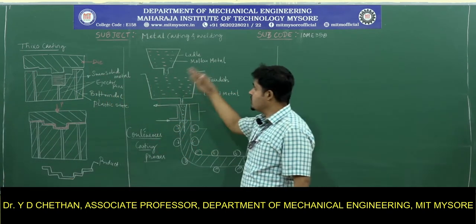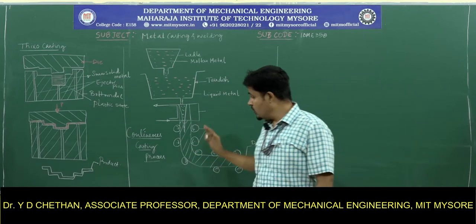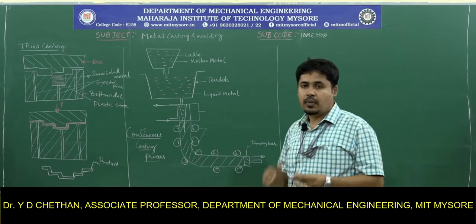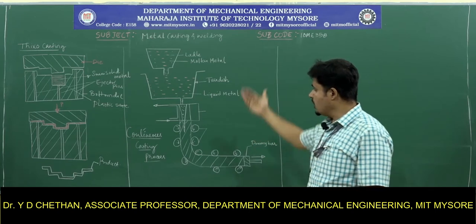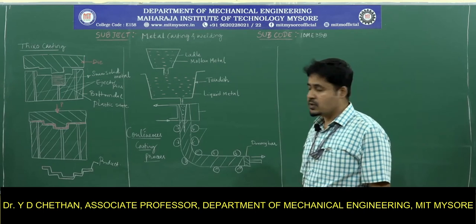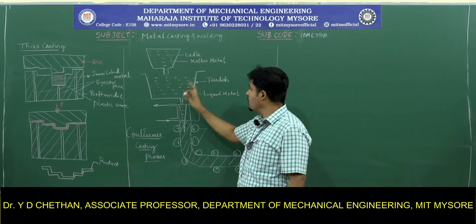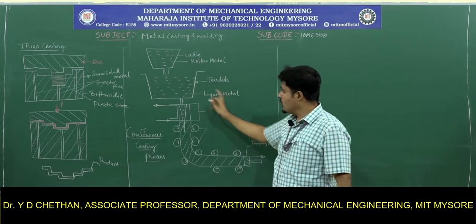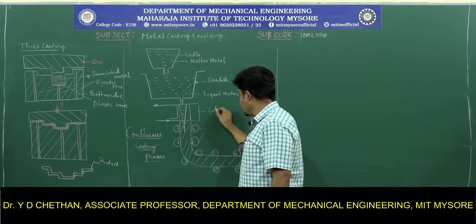The next concept is the continuous casting process. Continuous casting is used in mass production. Pictorially, you can depict the working principle of this process. It has different elements: the ladle, which has molten metal, then the tundish, which holds the liquid metal, and this is a copper die.